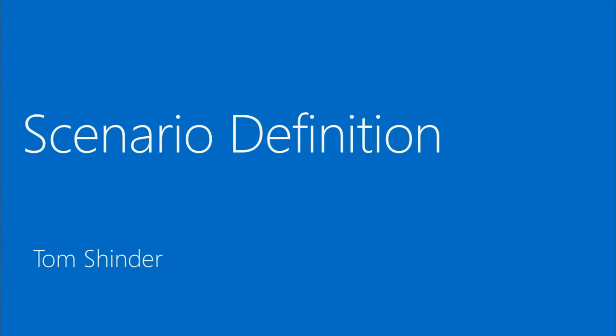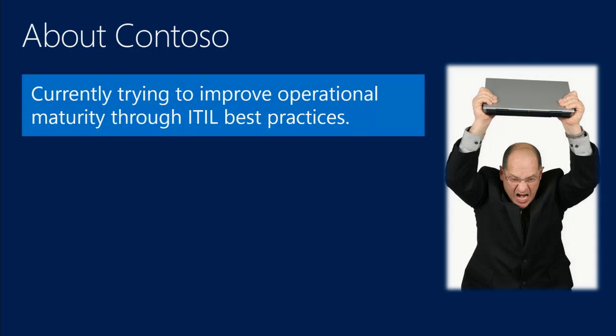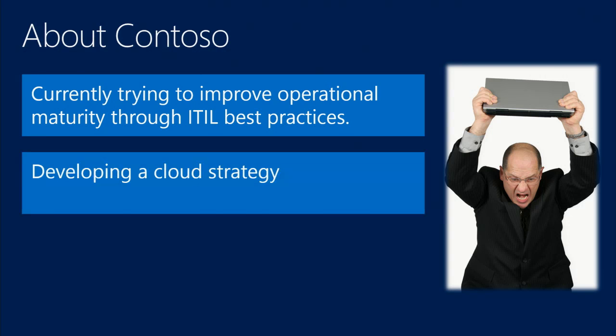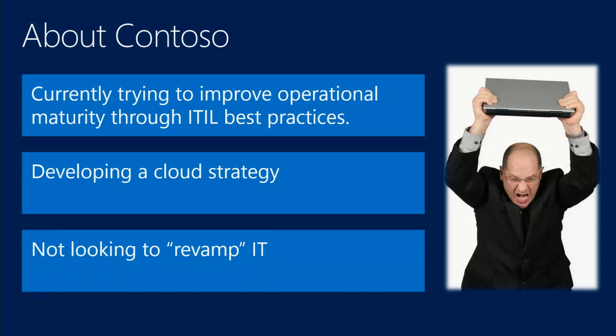So we'll start with the scenario definition, which is essentially the current state and goals for Contoso. So Contoso is like most of us. They have a traditional infrastructure, and they kind of want to move toward the cloud. They've read about it, but they're a conservative organization. So they're trying to improve their operational practices. They've read about ITIL, and so they want to come up with a very planful and thoughtful cloud strategy. So they're not just going to go bursting into the cloud. They want to start by building a cloud infrastructure, which is essentially going to be the virtualization infrastructure on which they'll build their cloud services.